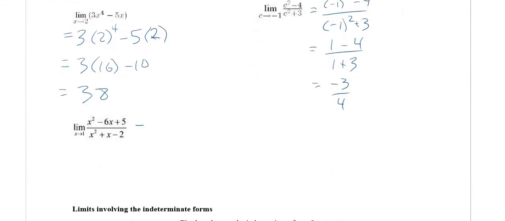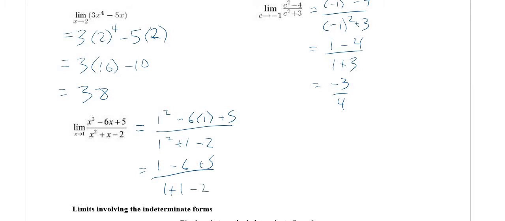So let's try this one and see what happens. So this one, as long as we don't get something weird, then we should be okay. Let's plug in the numbers and see what happens. That's going to be 1 squared minus 6 times 1 plus 5 over 1 squared plus 1 minus 2. So in this case, we get 1 minus 6 plus 5 over 1 plus 1 minus 2, which is equal to 0 over 0. Okay, so this is something we haven't seen before.